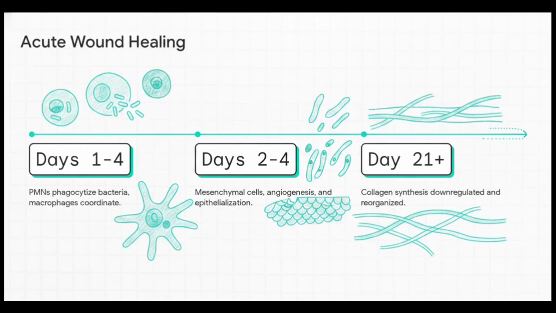Now, moving into the intermediate phase, which kind of overlaps around days 2 to 4, mesenchymal cells migrate in. Angiogenesis kicks off to restore the blood supply, and epithelialization happens at a neat little rate of about 1 millimeter per day. Finally, we hit scar formation and remodeling. This kicks in around day 21. This is where collagen synthesis is downregulated and actually reorganized right along the lines of physical stress.